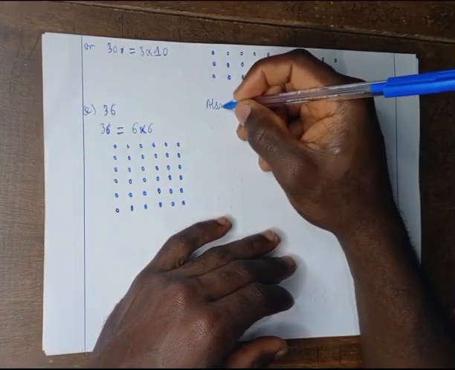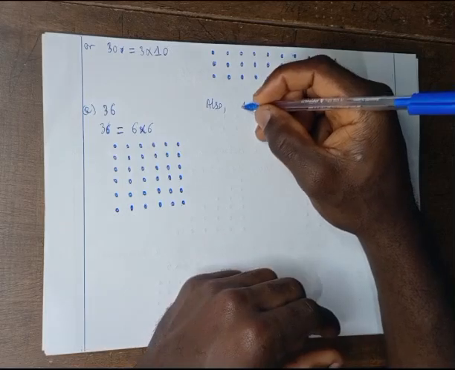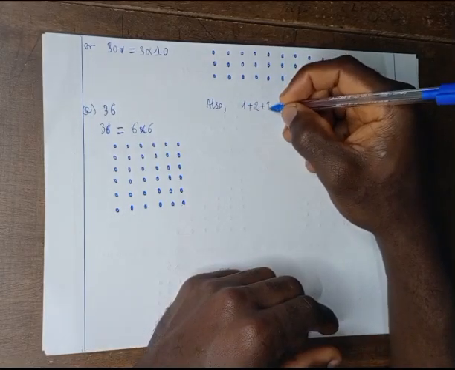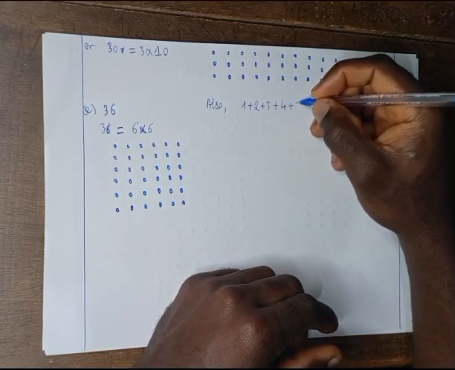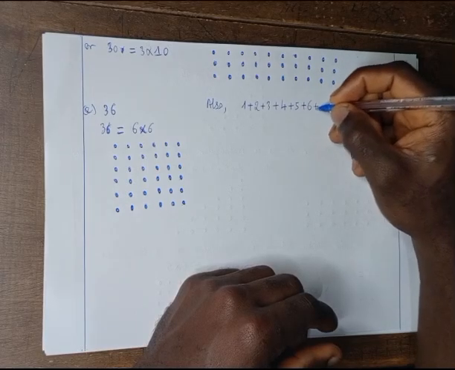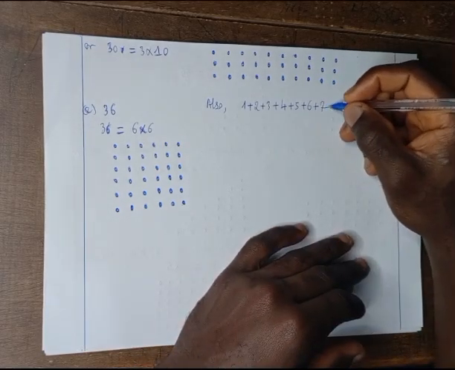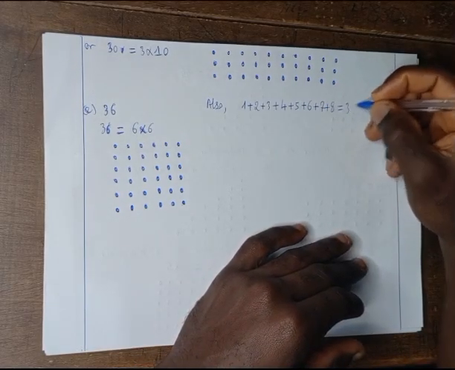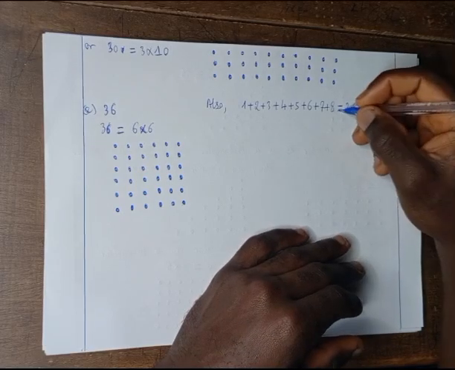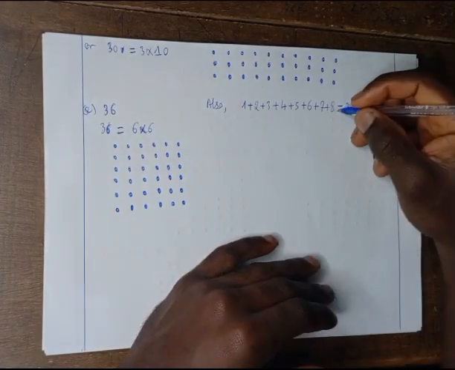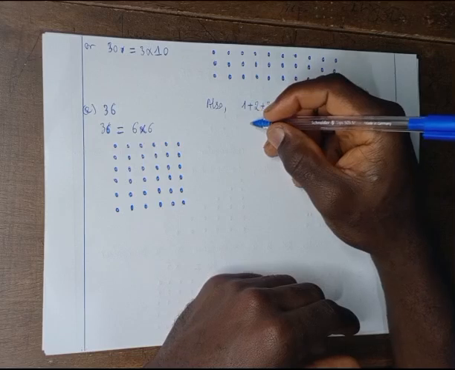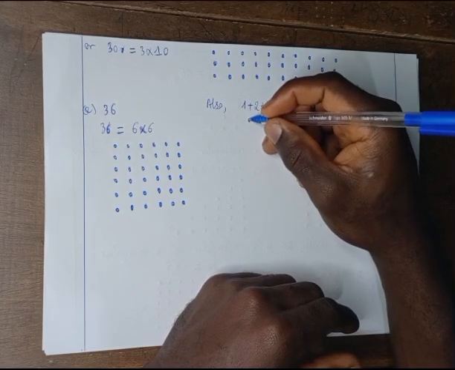Also, we know that if you take 1 plus 2 plus 3 plus 4 plus 5 plus 6 plus 7 plus 8, it gives us 36. That means 36 is also a triangular number. You can express it as such. Let's do the representation.